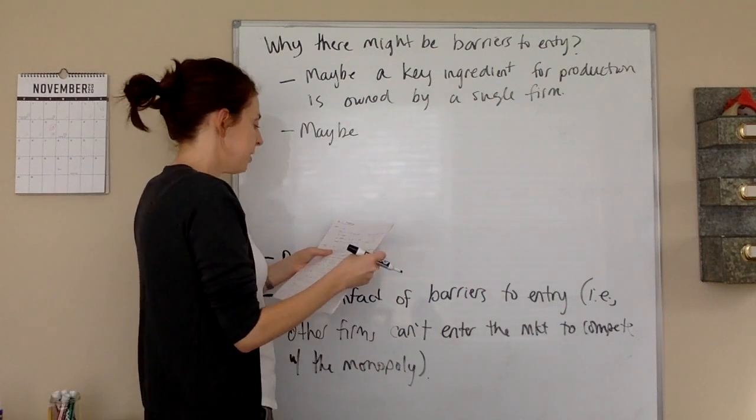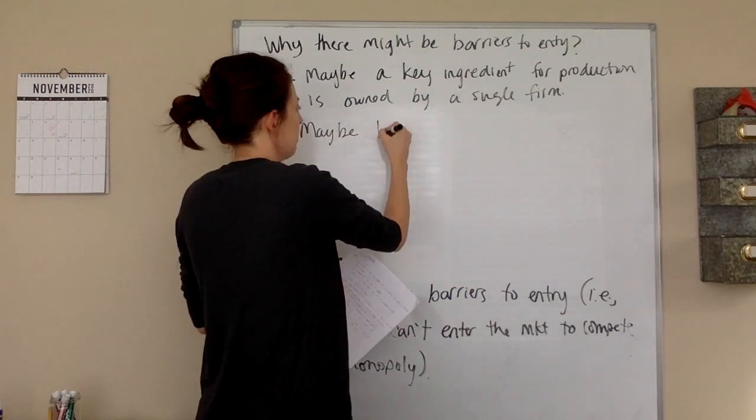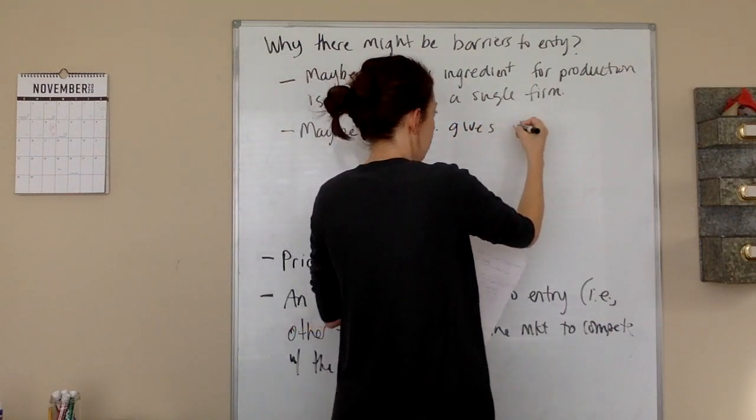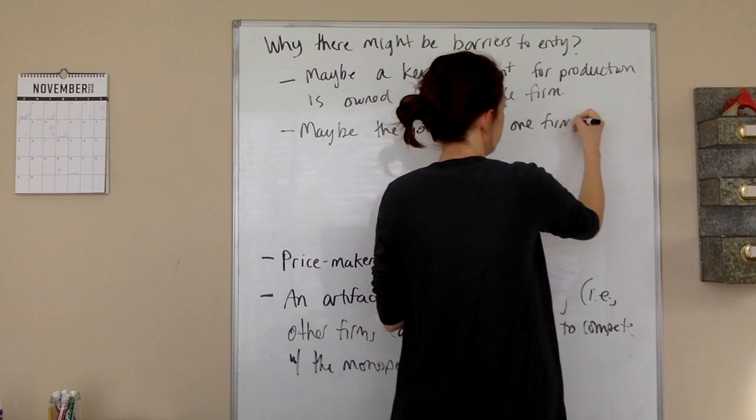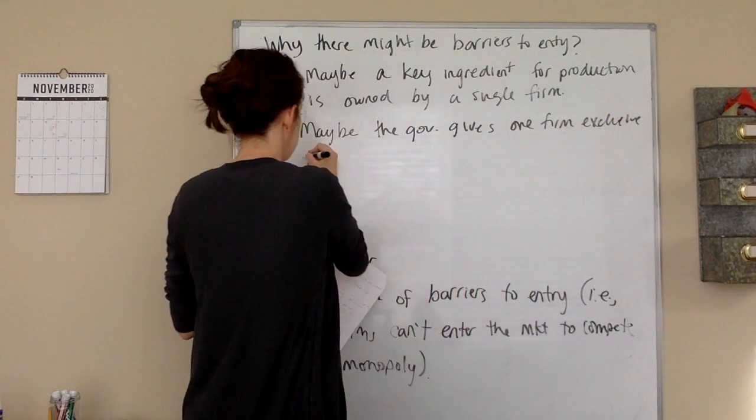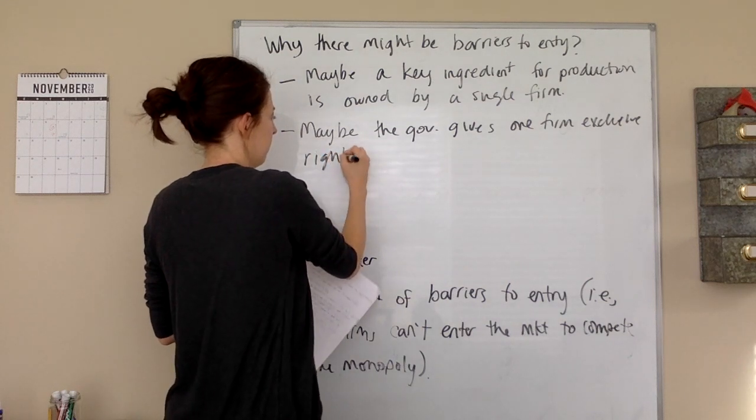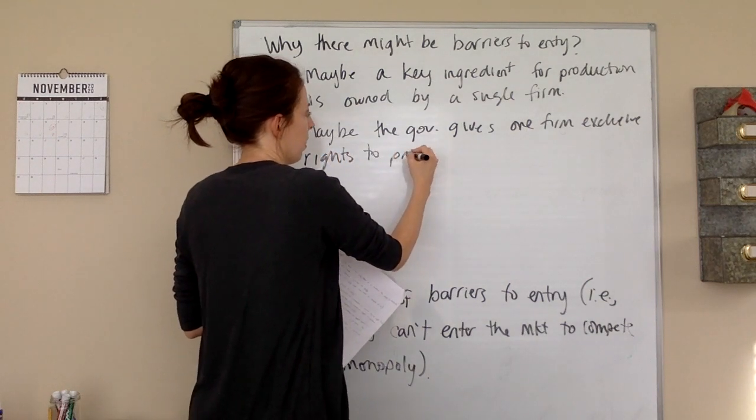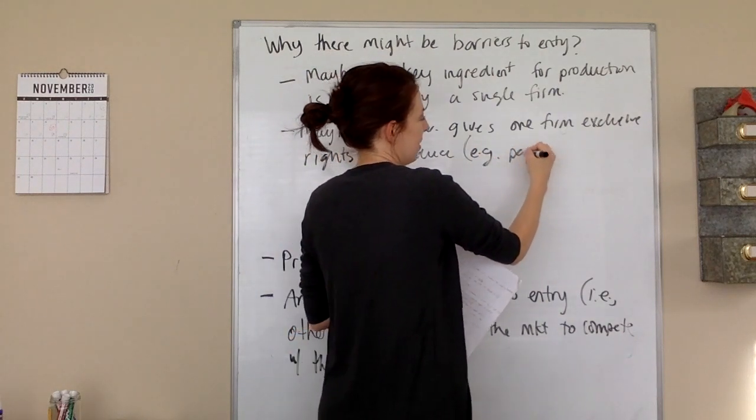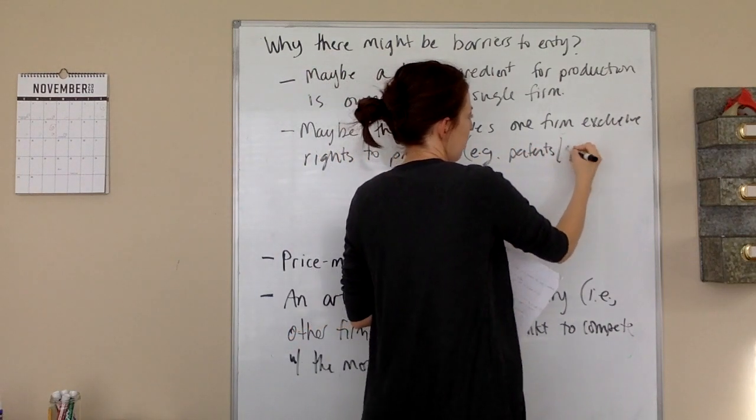So why might there be a barrier to entry? Maybe the government gives one firm exclusive rights to produce. So example, again, would be patents and copyrights.